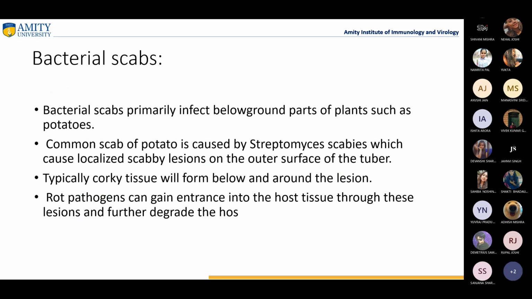Then we have bacterial scabs also. So the scabs basically infect the below ground part of the plant, such as potatoes. And common scab of potato is caused by Streptomyces scabies, which causes localized scabby lesions on the outer surface of the tuber. And corky tissue will form below and around the lesion which is being formed. So rot pathogens can gain entrance into the host tissue through these lesions and then further degrade the host.